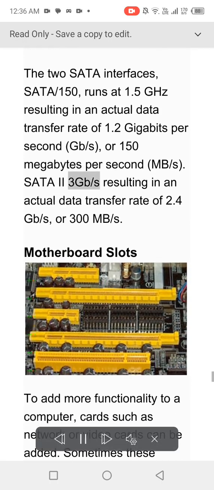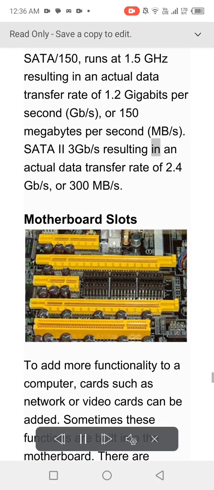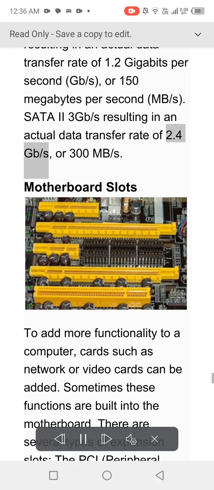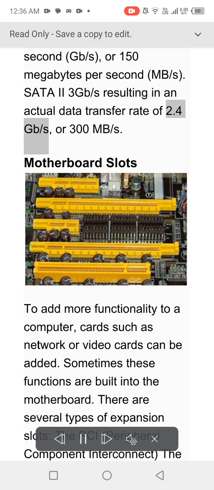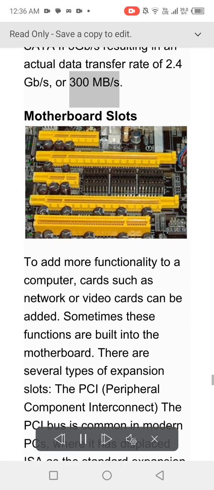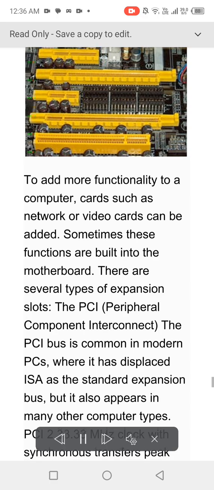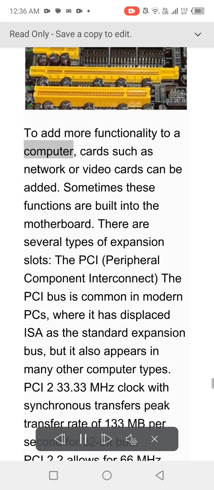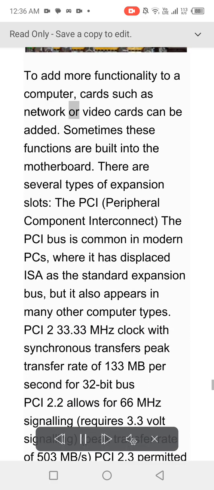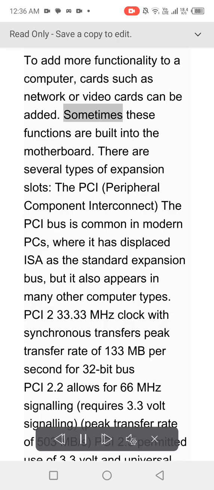SATA 2 runs at 3 gigabits per second, resulting in an actual data transfer rate of 2.4 gigabits per second, or 300 megabytes per second. Motherboard slots. To add more functionality to a computer, cards such as network or video cards can be added. Sometimes these functions are built into the motherboard. There are several types of expansion slots.